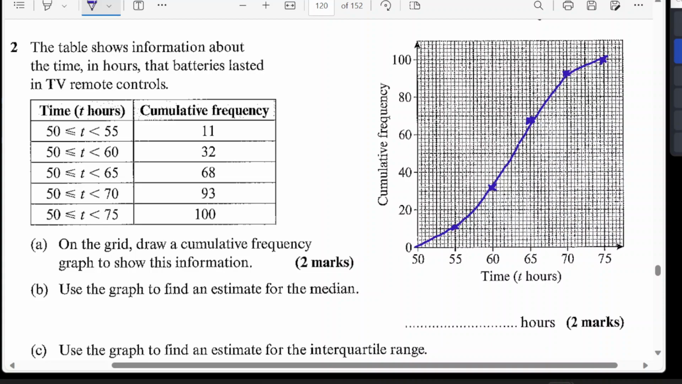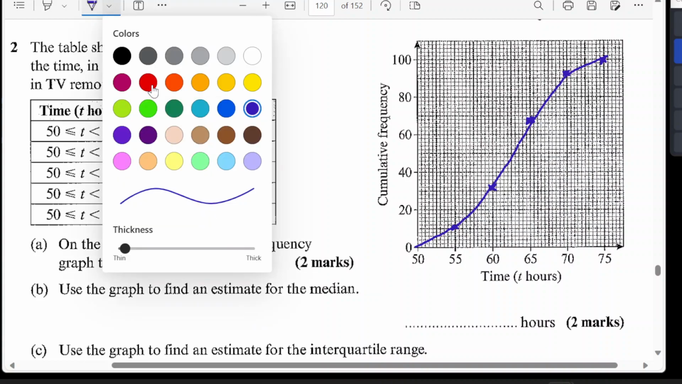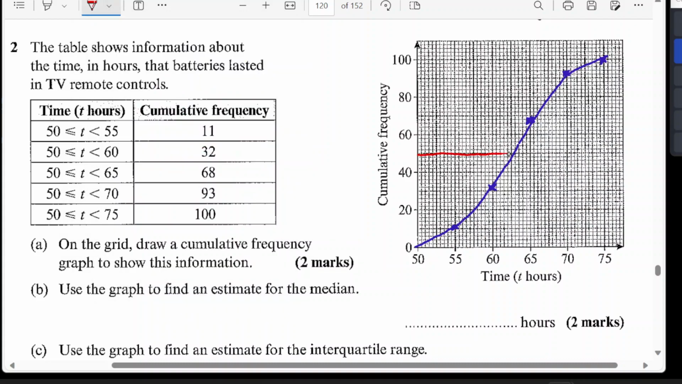Use the graph to find an estimate for the median. Our maximum value is 100, so our cumulative frequency is 100. So our median is going to be found at 50. Just like we did on the other graph, I'm going to go at 50, go across until I hit my graph, and then I'm going to go down. I'm looking just over 62.5, so I'm going to go 63.